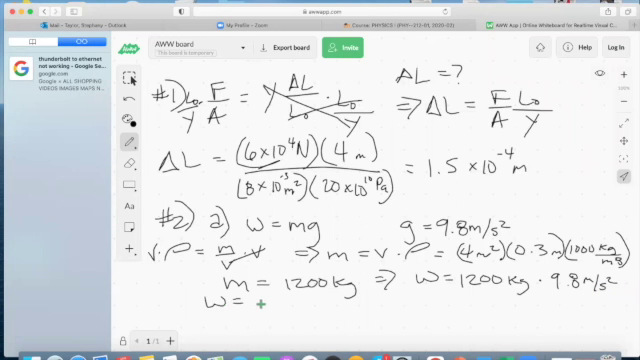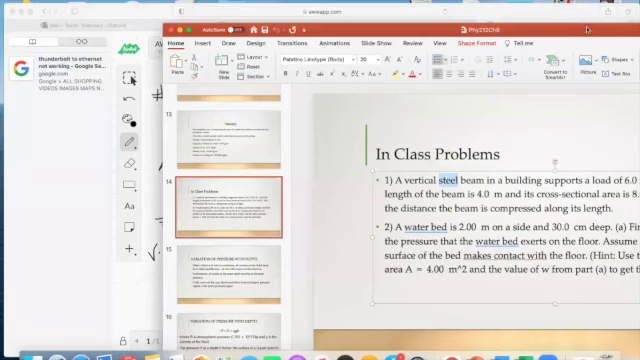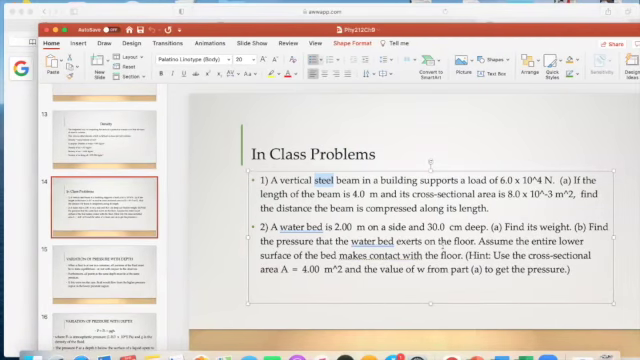All right, so our weight is going to be 1.18 times 10 to the 4 newtons. And then they told us for part B that we need to use the weight from part A to get the pressure. So pressure is force divided by area.